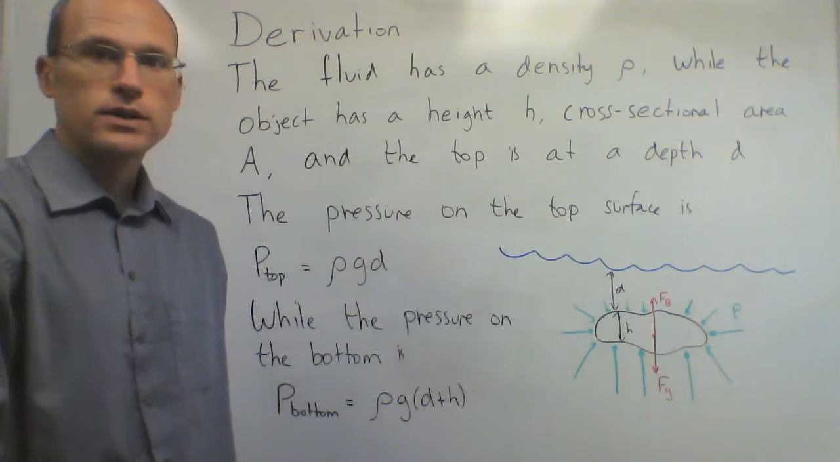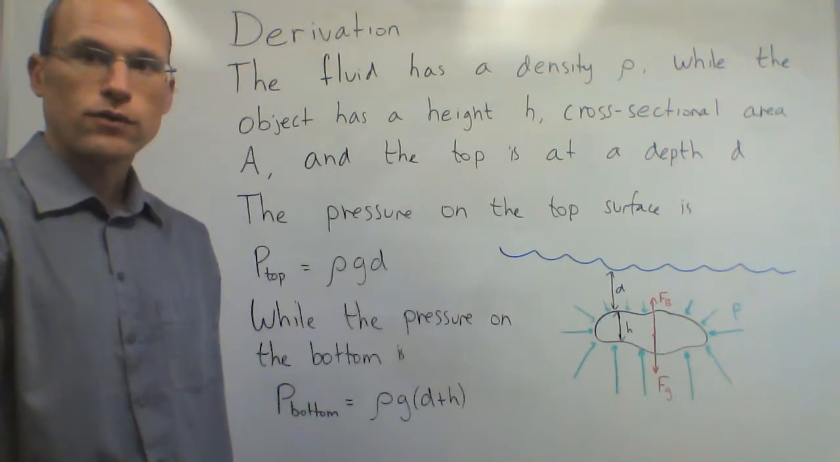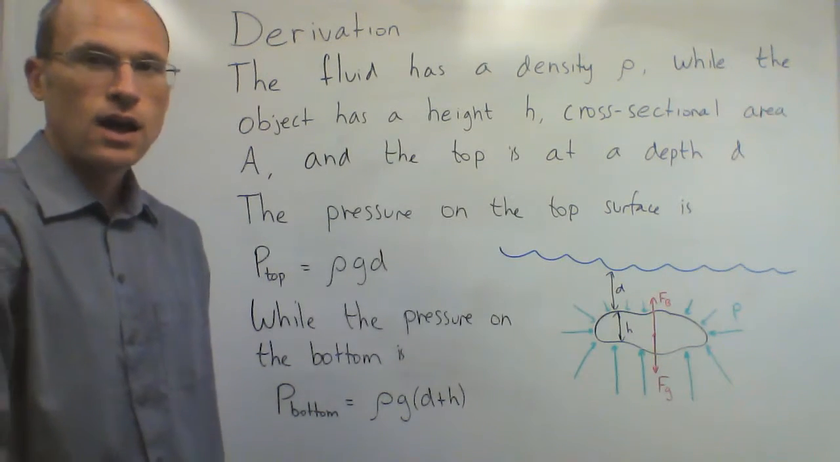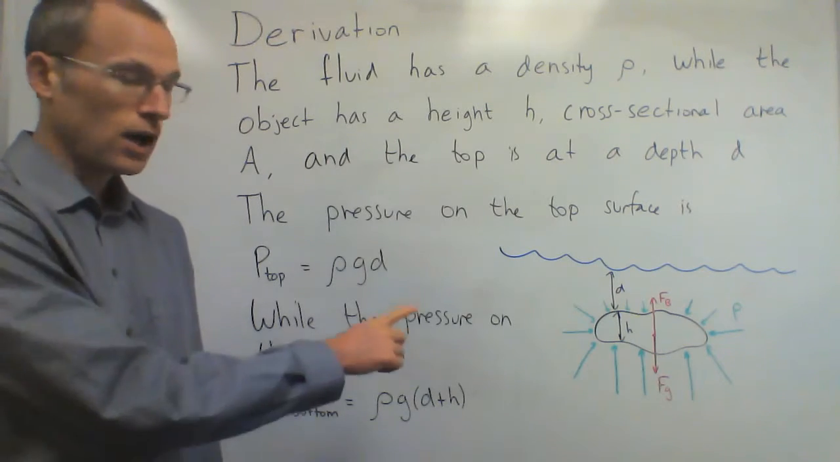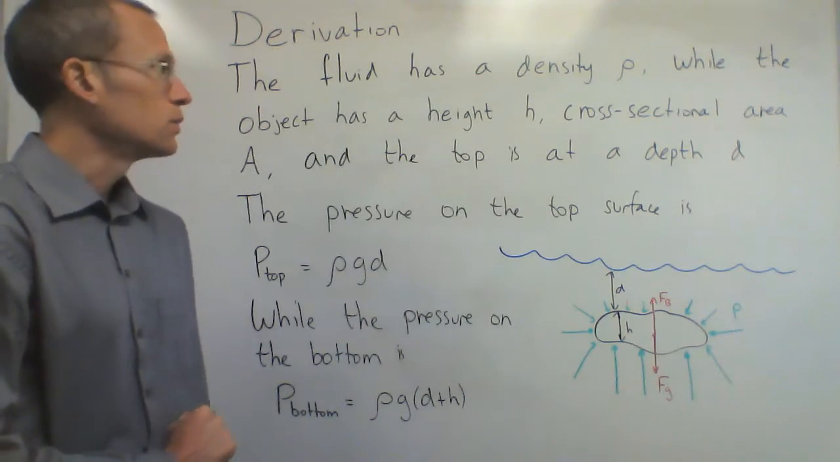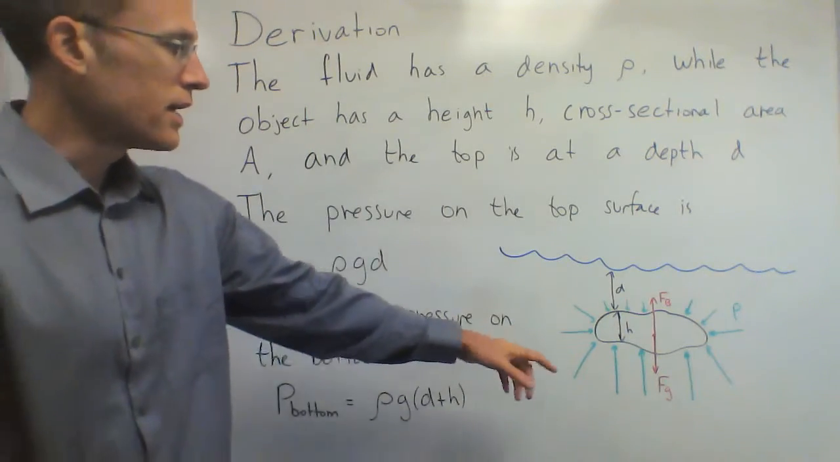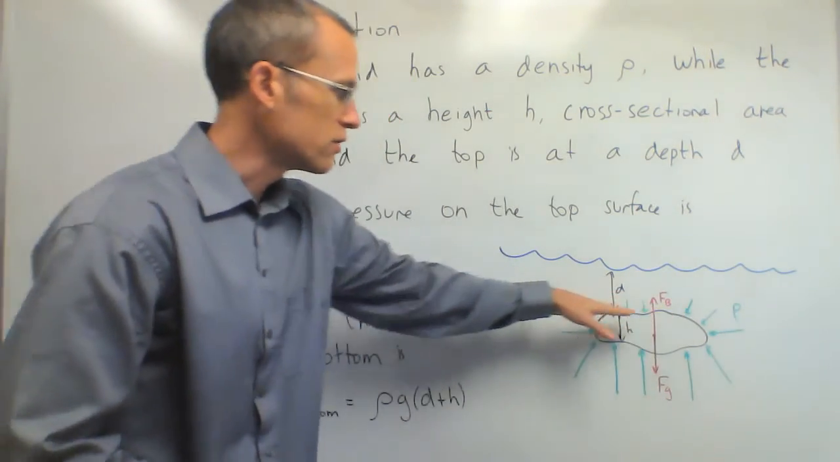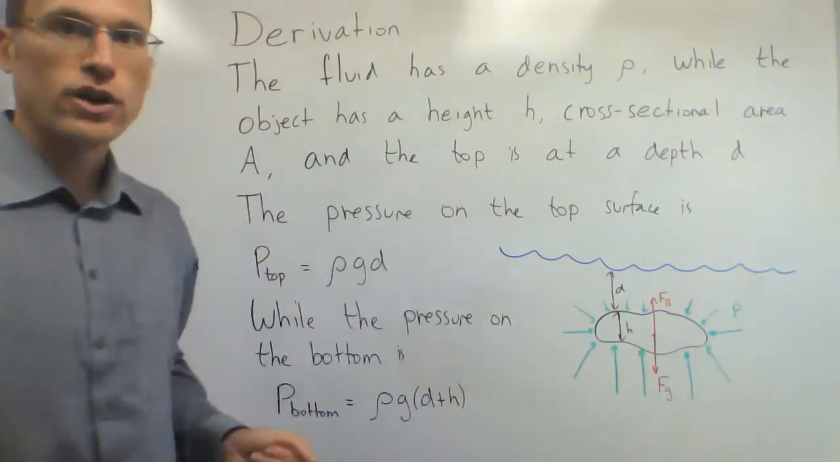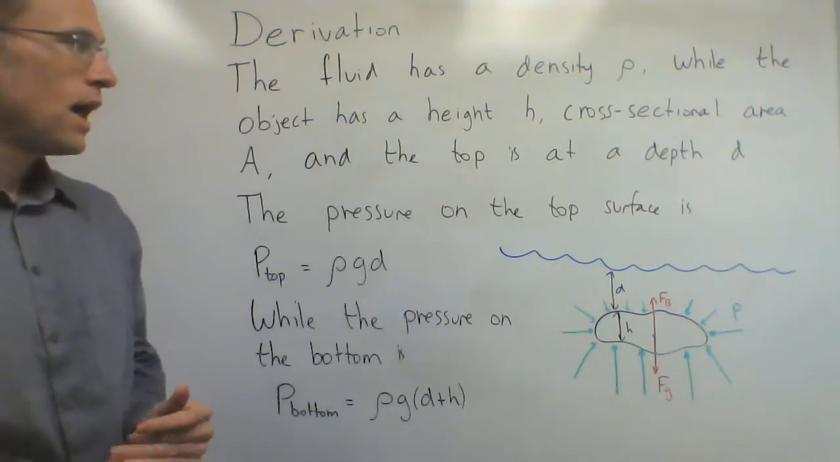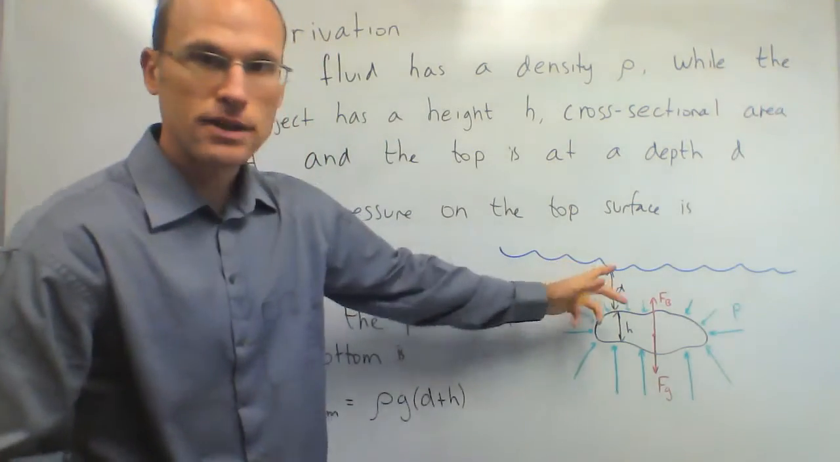So what I want to do now is derive the equation for buoyant force. As I said, this comes from the hydrostatic pressure difference from top and bottom. So the fluid here has some density rho, the object has some height h, a cross-sectional area, so perpendicular to h, has some area A, and then I have the topmost surface at some depth d.